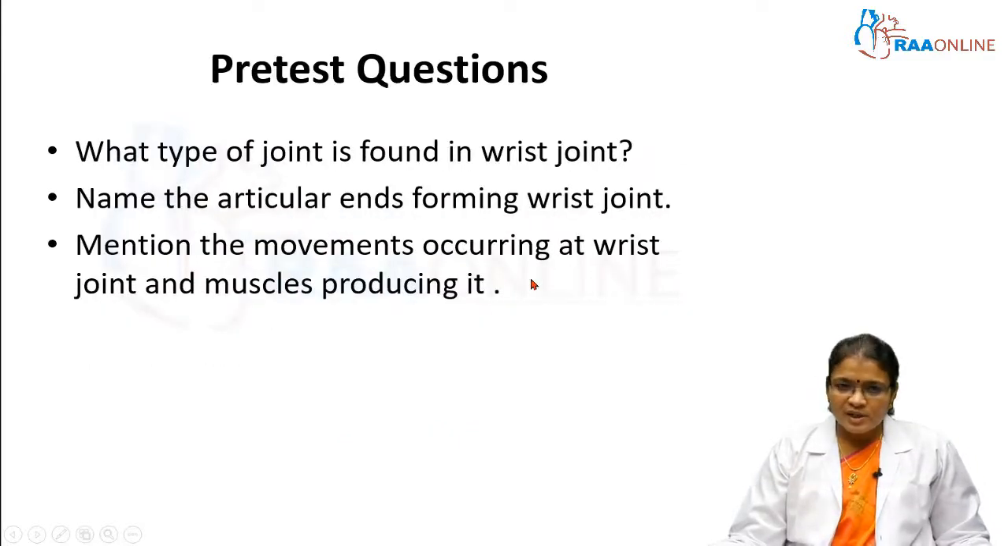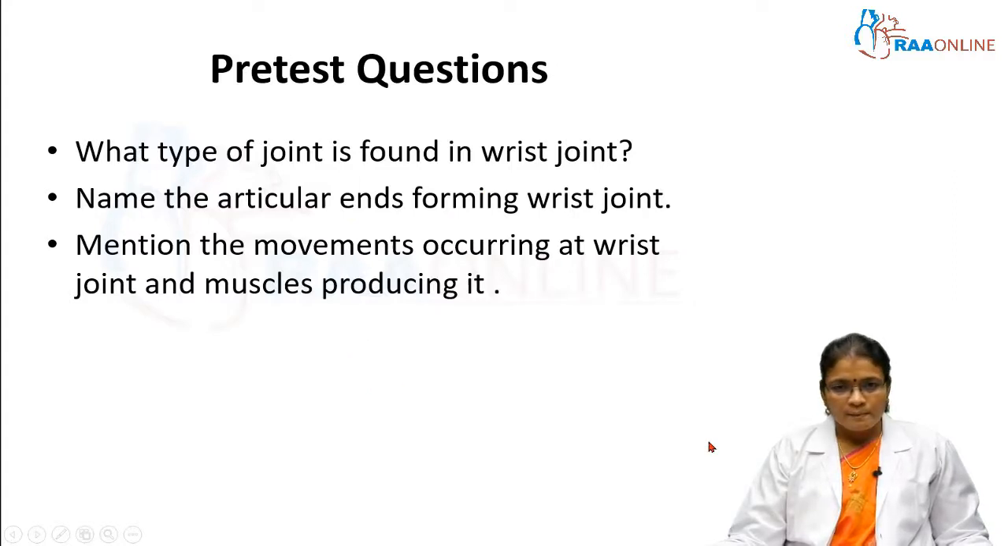Note down these pretest questions please. What type of joint is found in the wrist joint? Name the articular ends forming the wrist joint. Mention the movements occurring at the wrist joint and the muscles producing them. At the end of the session, you will all be able to answer these questions.